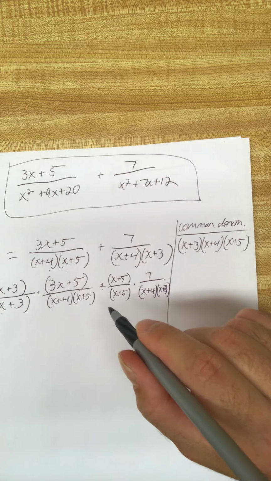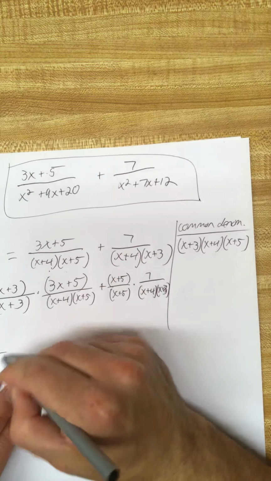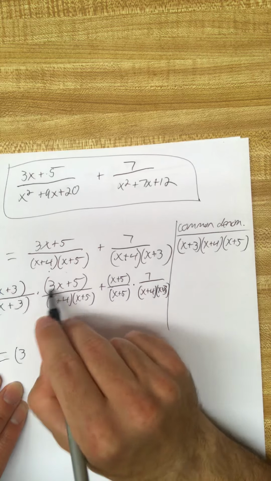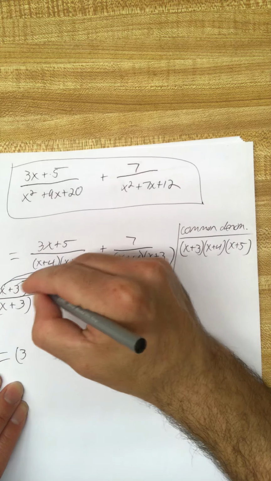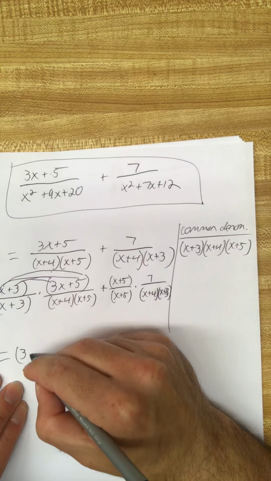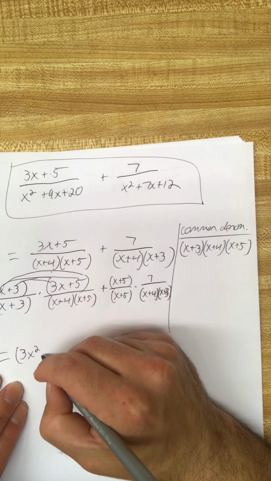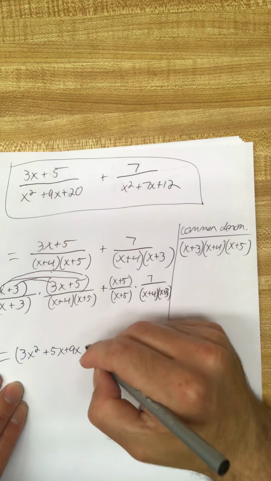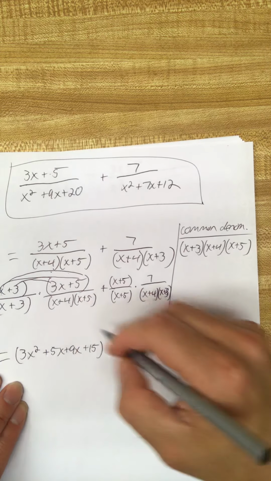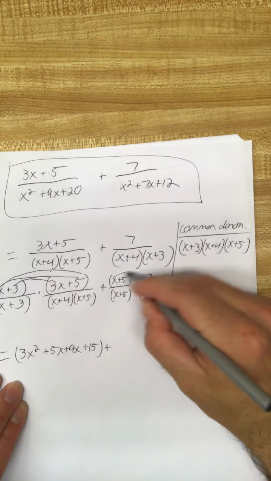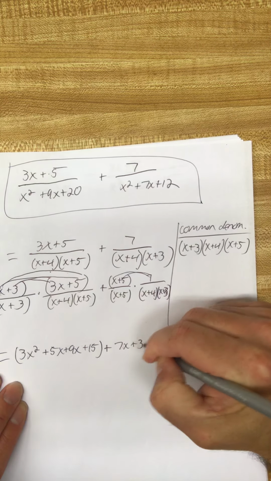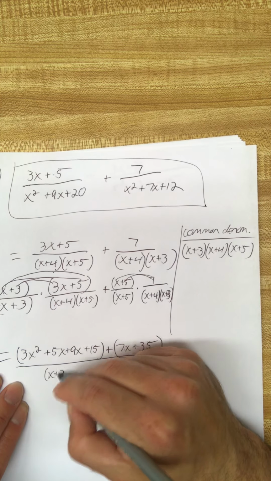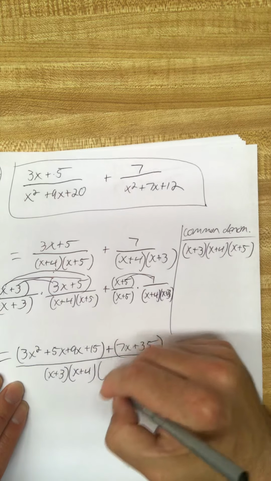So, we've got a lot of multiplying to do now. First up, you've got to multiply these two binomials. So that's going to give me x times 3x, x times 5, and I've got to do 3 times 3x and 3 times 5. So I get 3x squared plus 5x plus 9x plus 15. And then over here, I'm going to get 7x plus 35, all divided by (x + 3)(x + 4)(x + 5).